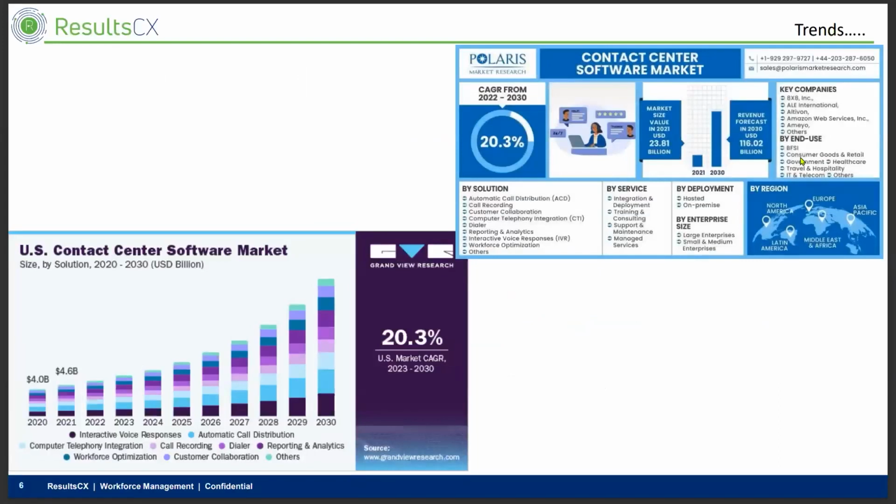Some of the additional trends: you look at a few different reports sharing the same information. If you look at the contact center software market over that 10-year period, from what it was in 2020 to what it's expected to be in 2030, you see a significant increase, and it's going to continue to evolve. Twenty-some odd percent is no small feat.